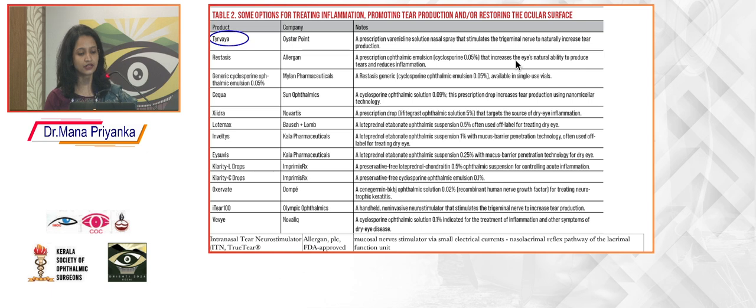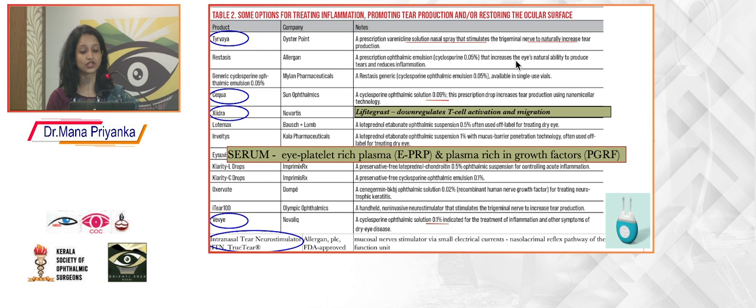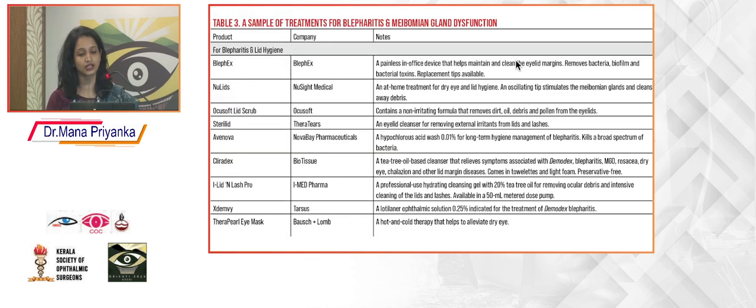Tyrvaya, an intranasal nerve stimulator, stimulates the nerves in the nose and helps in increasing the tear production. Cequa and Vevye are higher concentrations of cyclosporine, which are in the market now, and are used to treat the inflammation. Xiidra is a lifitegrast drug which downregulates the T cell activation and controls the inflammation. Also, we know that serum eye drops are being used now, which contain platelet-rich plasma and plasma rich in growth factors, again to treat the ocular surface pathology and control the inflammation.